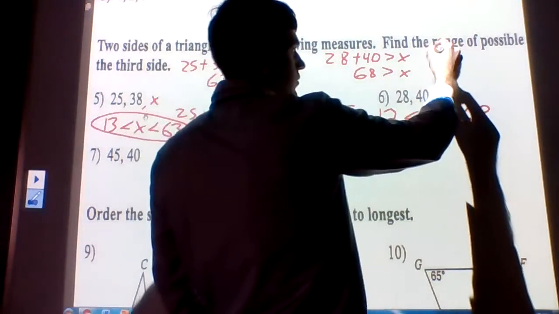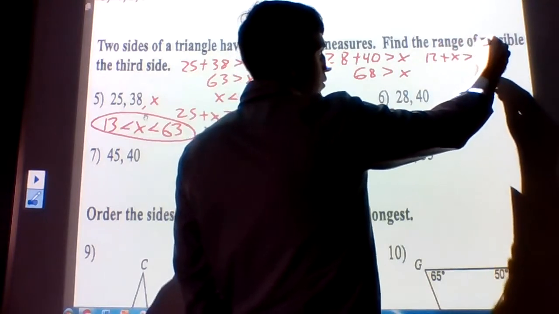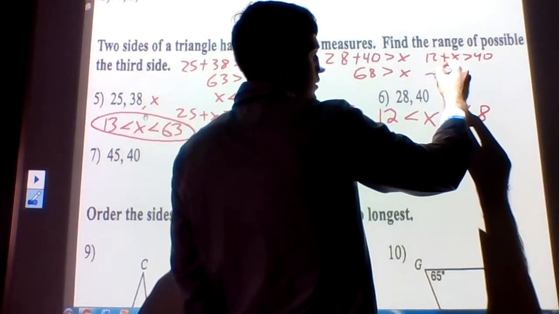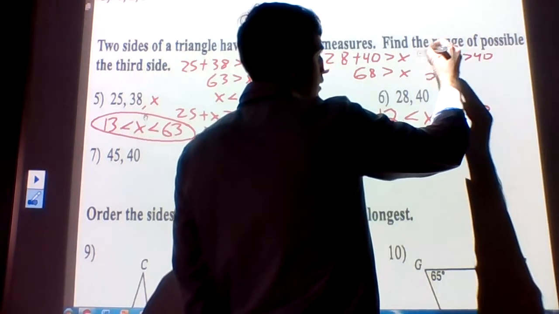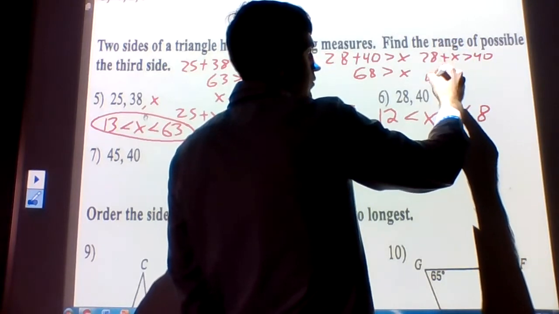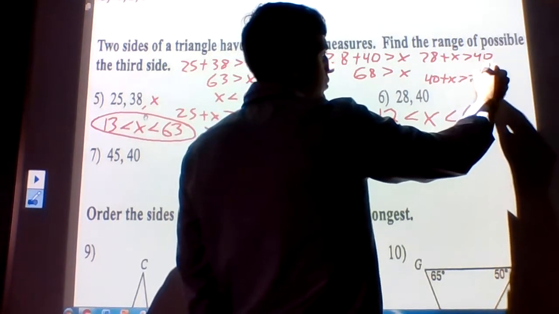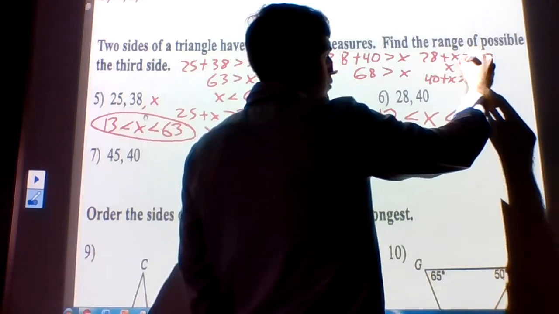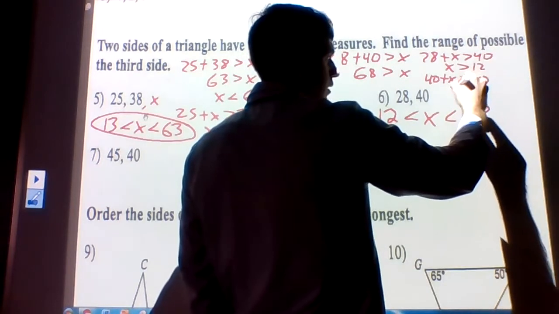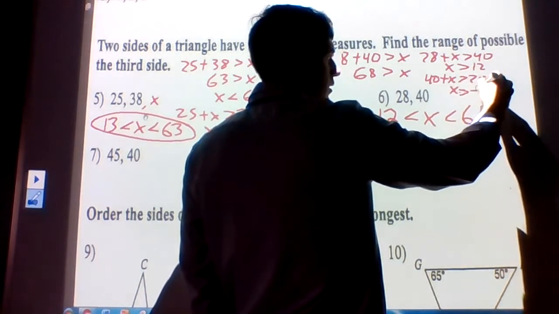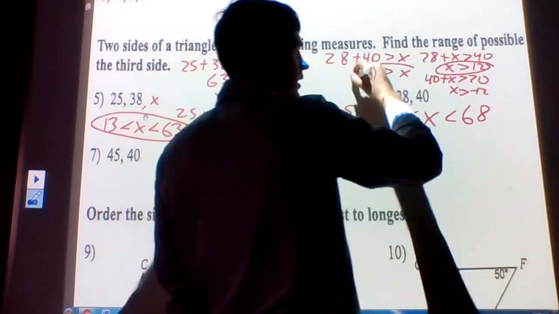And then we would have 28 plus x is greater than 40, and 40 plus x is greater than 28, which is going to give us x is greater than 12, and x is greater than negative 12, which means x is greater than 12, and x is less than 68.